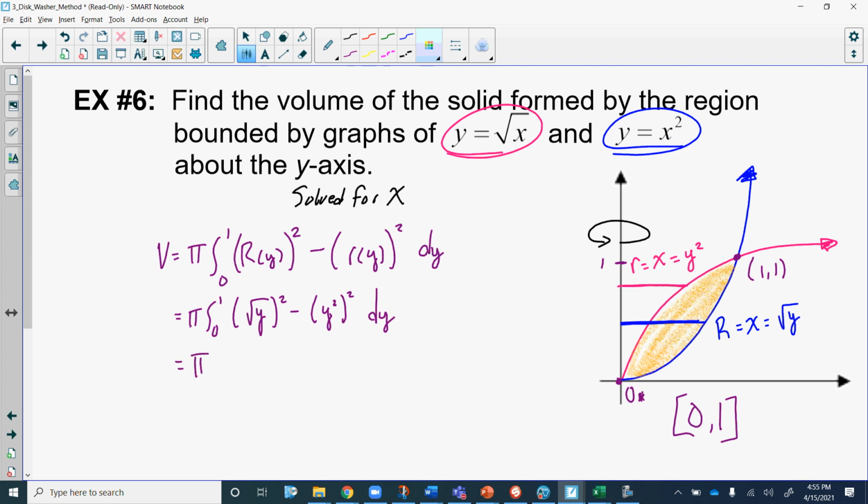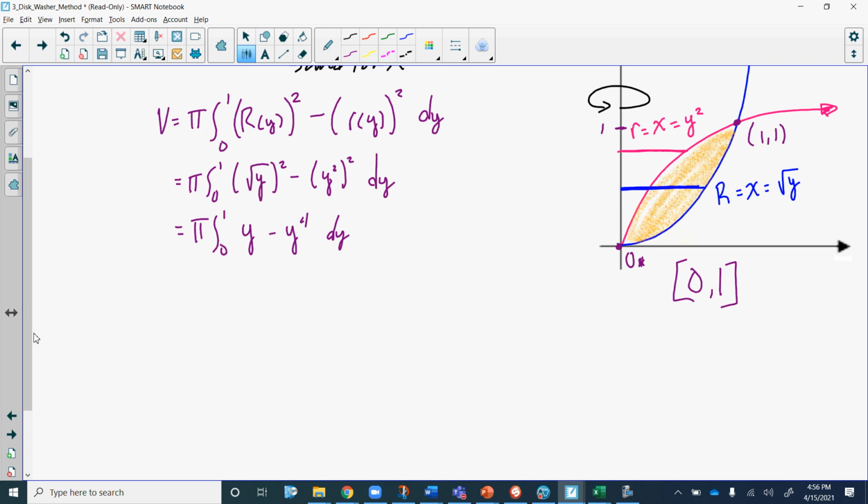Let's simplify those expressions. So we have pi, 0 to 1. The square root of y squared is going to be y, and y squared squared will be minus y to the 4th power, dy. Now let's do the antiderivative of this integral, because those aren't like terms, we can't combine them. So we're going to say pi, and this will be 1/2 y squared minus 1/5 y to the 5th, evaluating it from 0 to 1.